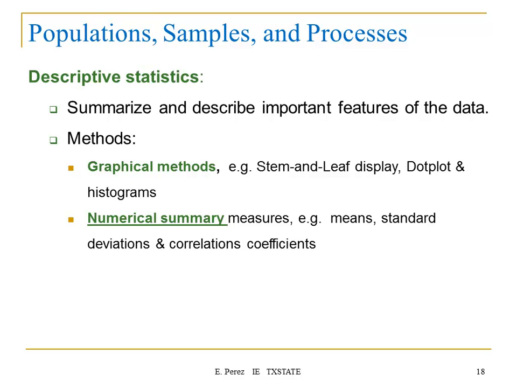These types of statistics summarize and describe important features of the data. And this is the slide that I showed already. So you have two ways, two methods: graphical methods and numerical summary. Right now we're going to focus on the numerical summary. We're going to compute some statistics, and most of the statistics are based on numbers.